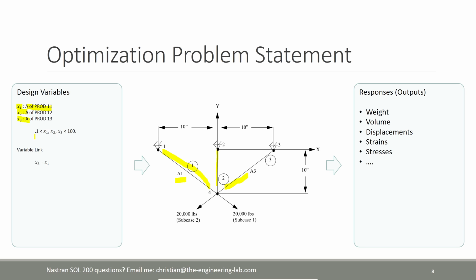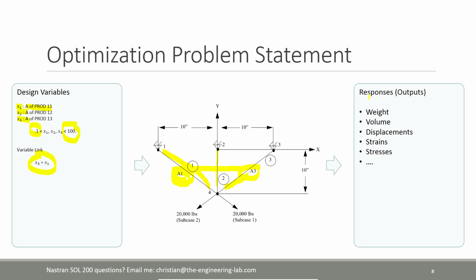We also are supplying side constraints on the design variables. We are saying that the area can be no less than 0.1 and it can be no greater than 100. And one last detail regarding the design variables. We are saying that the area of area 3 should be equal to the area of area 1. So we are going to create what's called a variable link.